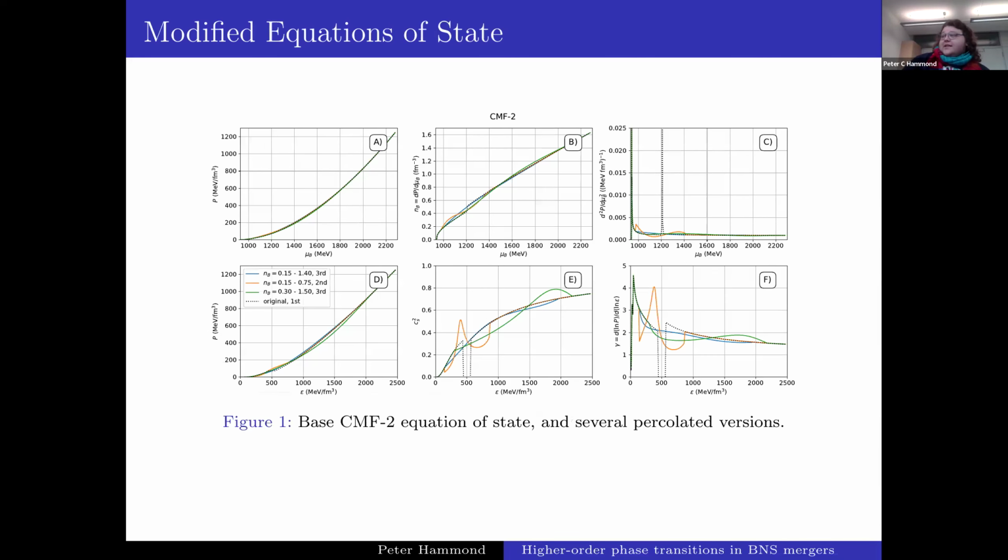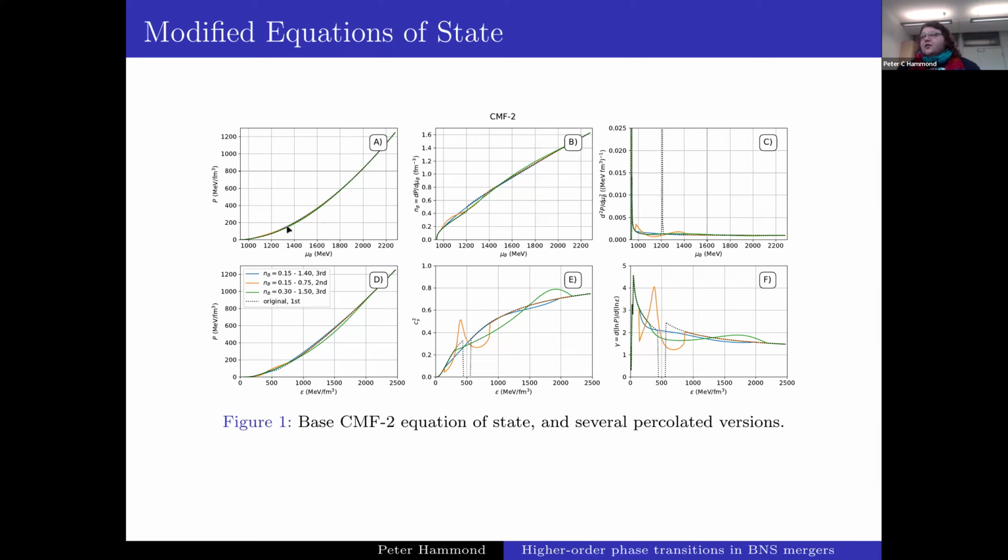So this is basically some results of what we get for these new equations of state. The dashed line is the original equation of state. This is for the CMF2 model. And then these colored lines are the different percolations. The numbers here denote the starting and ending densities of the percolation, and then the second or third denotes the order of the phase transition. This pressure versus mu B plane is where we actually do the percolation.